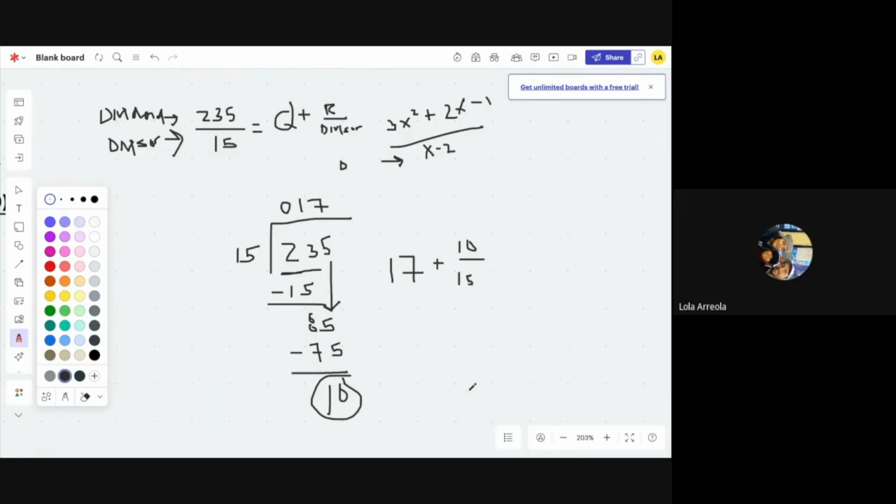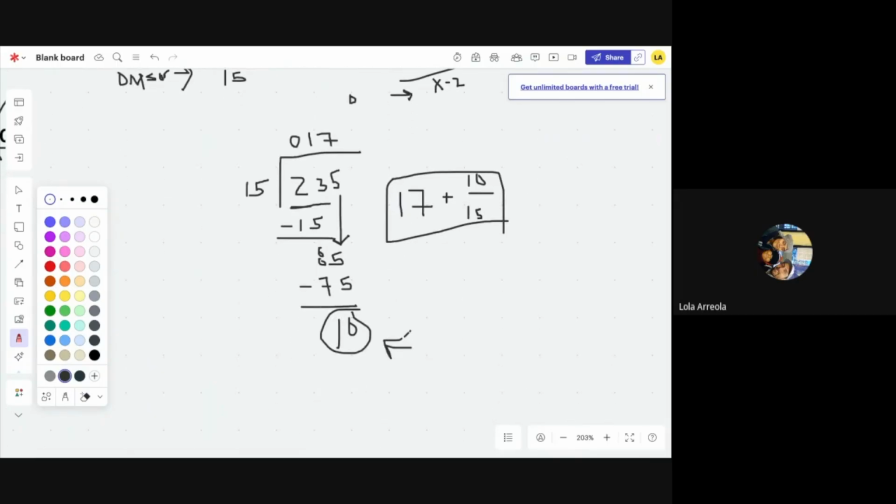Make sense? So is this a perfect factor? No. Whenever I have a remainder that is not 0, in this case a remainder of 10, I do not have a perfect factor.